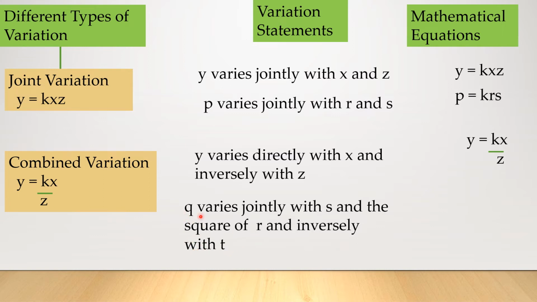First, we need to do this one. Q varies jointly with s and the square of r. So jointly, it means all of these variables should be in the numerator. So we have q is equal to k, that is the constant of variation, times s and times r squared. This is from up to here. And inversely with t. Inversely means it should be in the denominator, so divided by t. Okay, that's how you're going to write it.